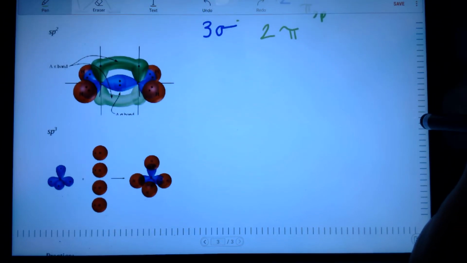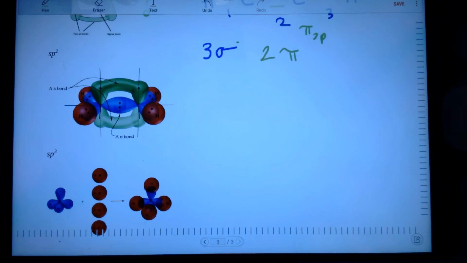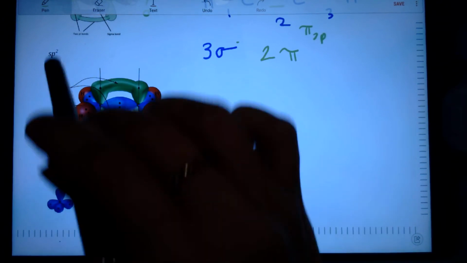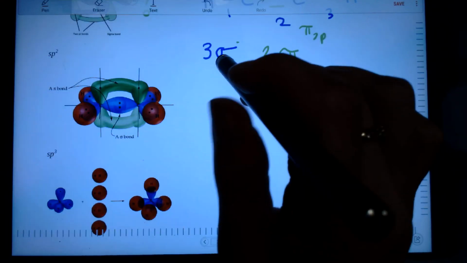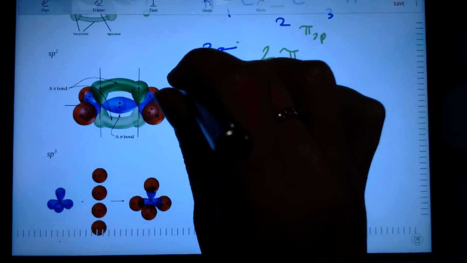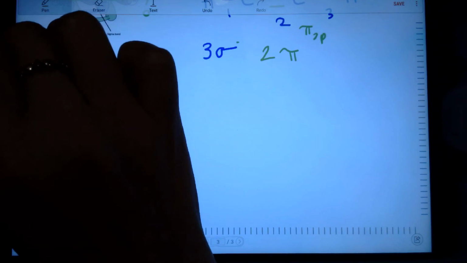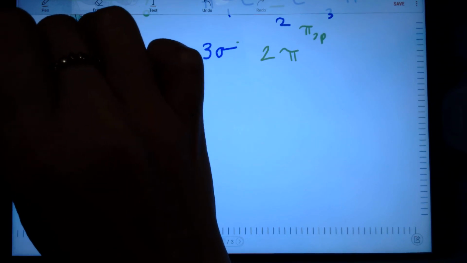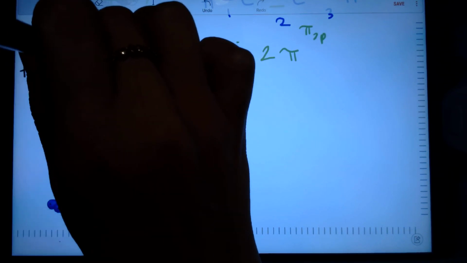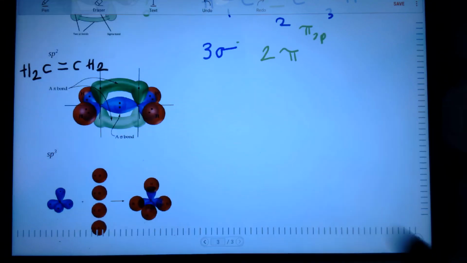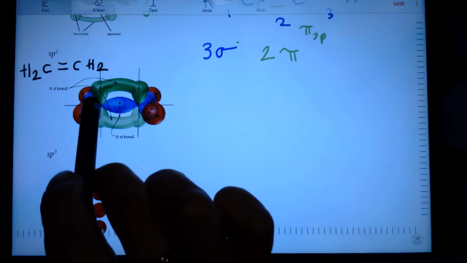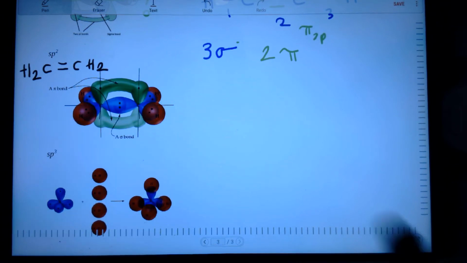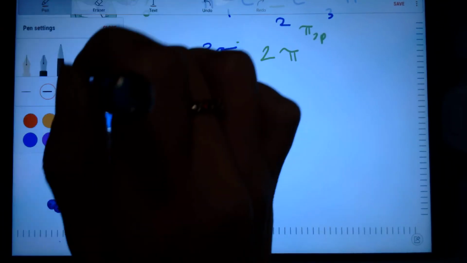Okay, so what about sp2 hybridization? This molecule here would be, let's see, draw it up here, H2C double bond CH2. We have a double bond between the carbons and then single bonds with the hydrogens. This picture is nice. It shows us the little dots here.